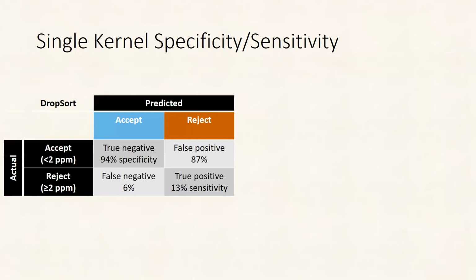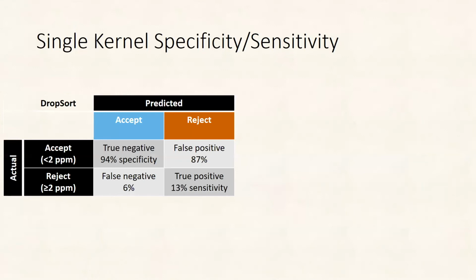And I finally wanted to look at, based on the single kernel data set, how well we were doing with the sorting based on specificity and sensitivity. So with our DropSort, we predict accepted was our accept bin. And we found true negatives of 94%, false negatives 6%, or those few that you saw just exceeding the limit in the histogram. However, when we look at our sensitivity, it's much lower, 13%.